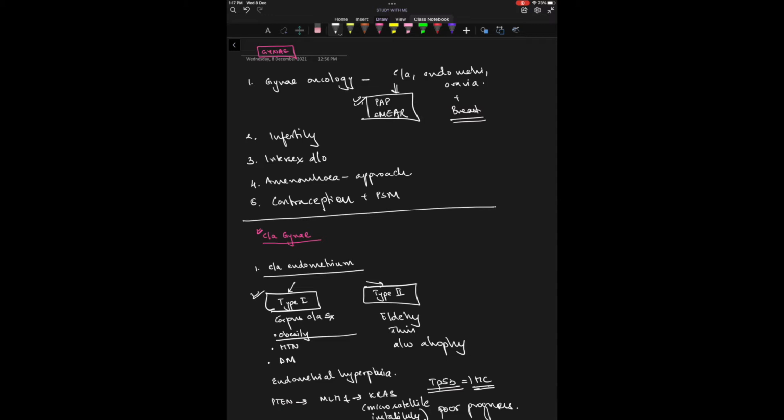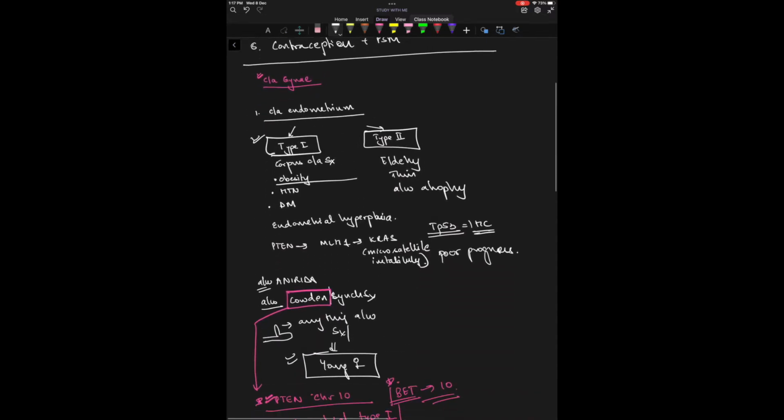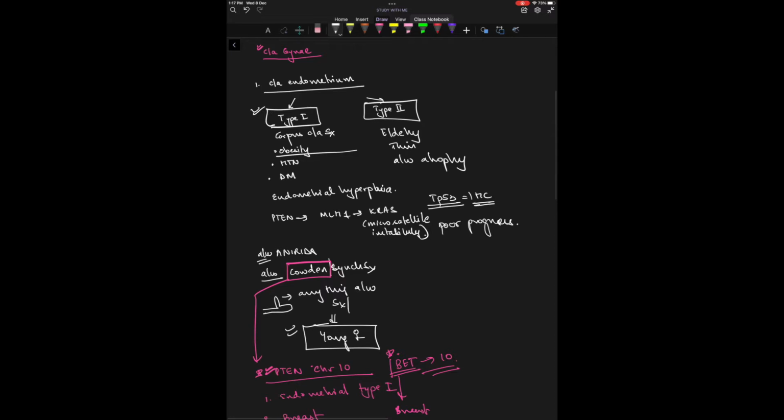Okay, so the first topic in gynae will be the cancers in gynae. This is a very important topic, and one question or the other is asked in any of the exam. So the first cancer we'll talk about is CA endometrium or carcinoma of the endometrium.